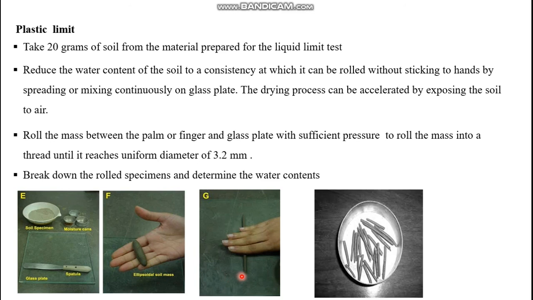The concept behind this is that when the soil sample reaches about 3 millimeters, or 3.2 millimeters, it starts to crumble and shows visible cracks. So this point is known as the plastic limit. Mind you, you do not have to exert additional pressure to intentionally reach that point. You have to be gentle and apply a moderate pressure. Finally, you have to break the rolled specimen, put it in moisture cans, and determine the water content.